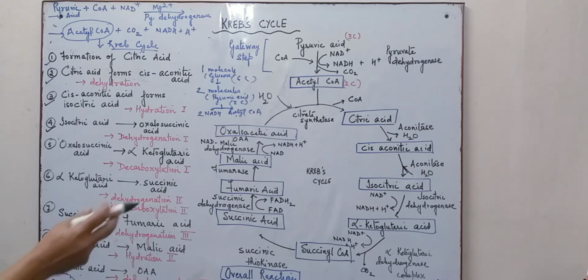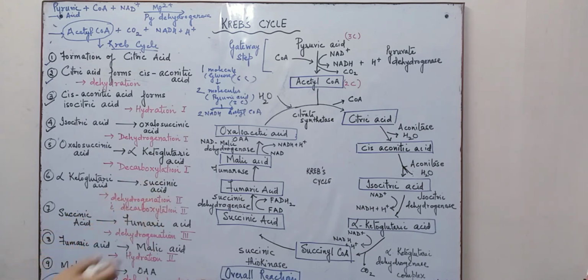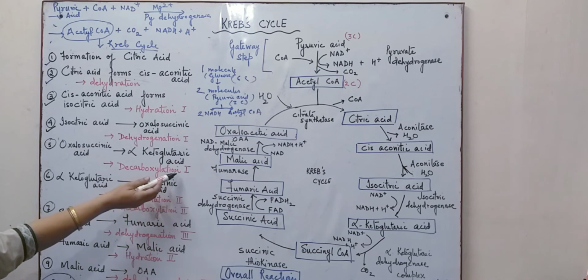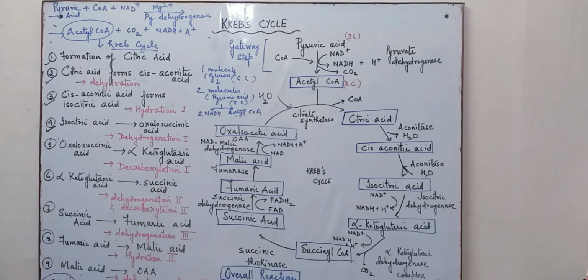The intermediate step I have skipped over there. Isocitric acid results in the formation of oxalosuccinic acid in the presence of the enzyme isocitric acid dehydrogenase, and it is a very small step, because the final product is alpha ketoglutaric acid. So the oxalosuccinic acid immediately undergoes decarboxylation, that is the removal of carbon dioxide, and it results in the formation of alpha ketoglutaric acid.